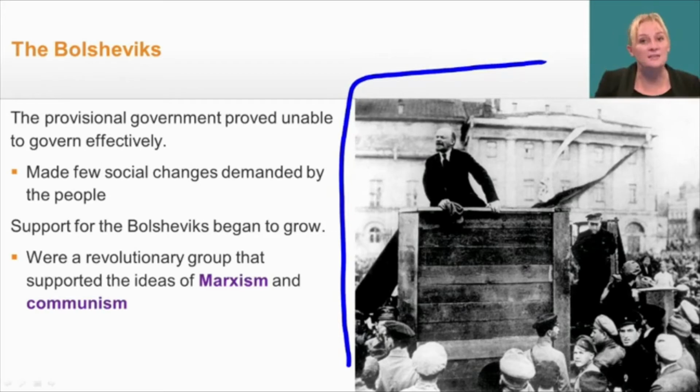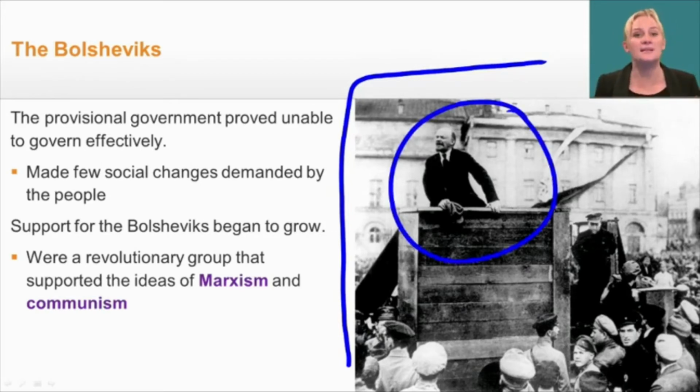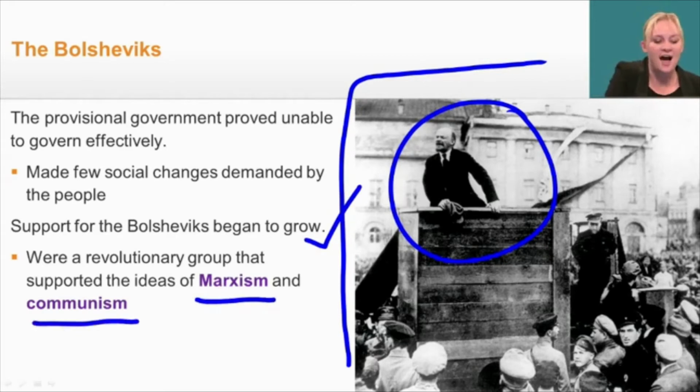Vladimir Lenin, here in this picture, you can see him addressing this crowd. He's promising the people peace, land, and bread. And this is what the people wanted. This is what they were asking the Tsar for. So support for his Bolshevik party began to grow. The Bolsheviks were a revolutionary group that supported the ideas of Marxism and communism.